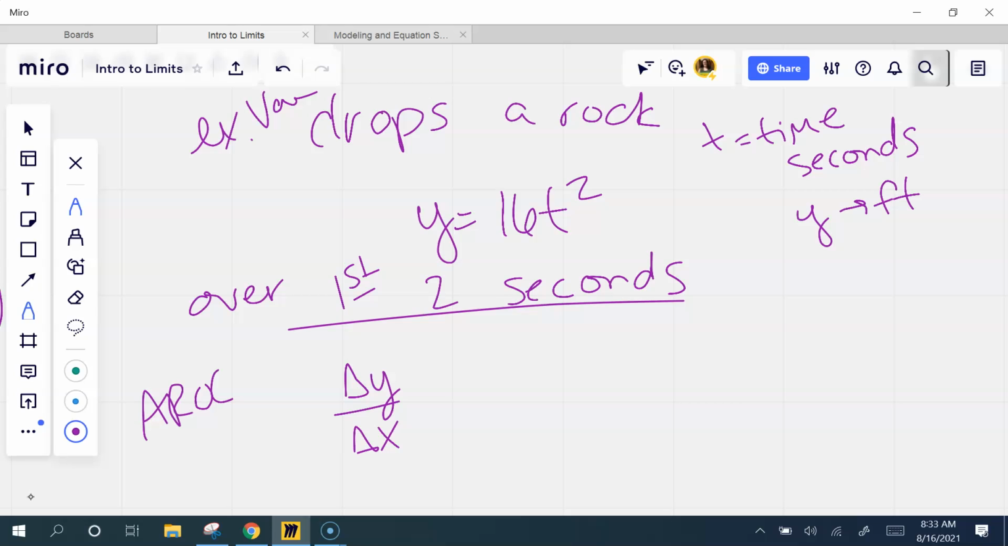So as I look at this, what is the change in y? Y, remember, is my feet. So I need to know what y was when time was 0 and then what it was when time was 2. When it's 0, it's 0. And when it's 2, 2 squared is 4, so you get 64. So what is the average speed? 64 over 2, 32.